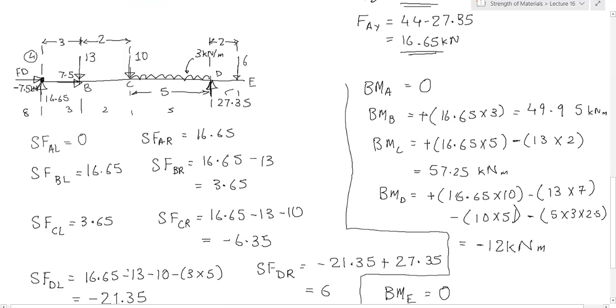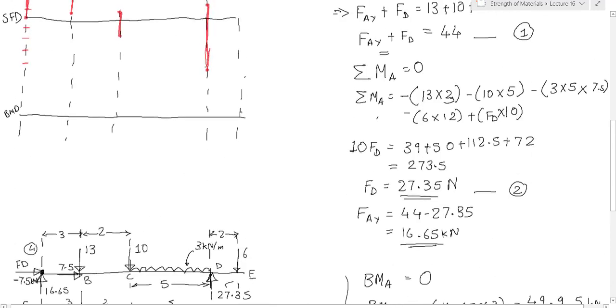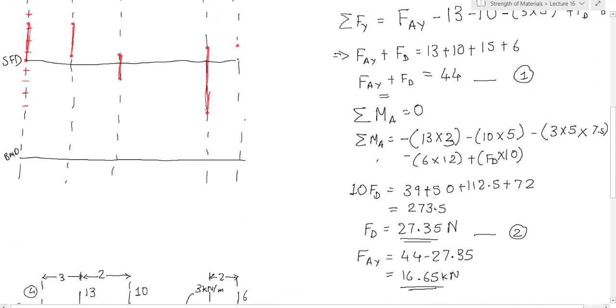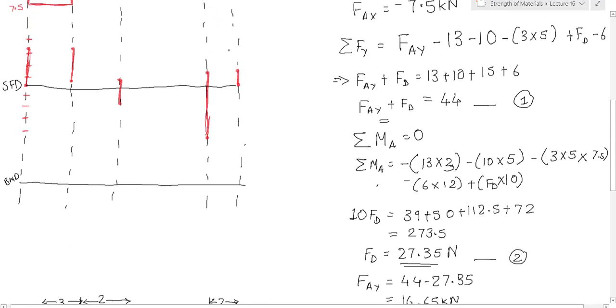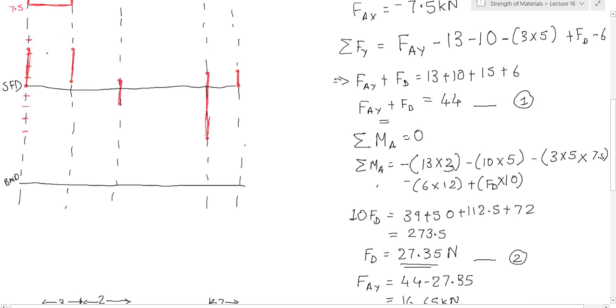Then at E, what is happening? At E it is going from 6 to 0. Right? This also I have drawn. So now I have to connect it. Because there is no force between A and B, I will connect it with a horizontal line. There is no force between B and C, I will connect it with a horizontal line. There is a uniform distributed load between C and D, so I will connect it with an inclined line. There is no load between D and E, so I will connect it with a horizontal line. Right? Done. So this part is positive, this part is negative.